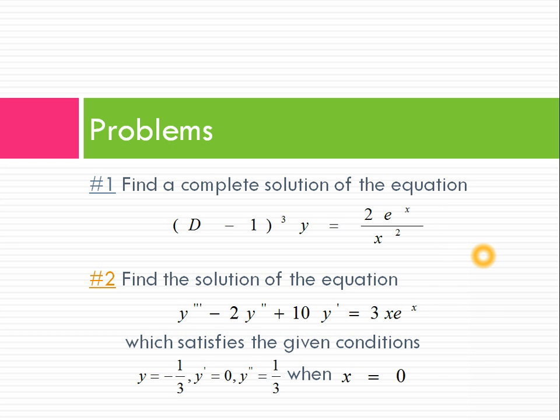So, I have two problems here about higher order ODE. For number 1, we are asked to find a complete solution of the equation (D - 1)^3 y = 2e^x / x^2. And for number 2, we are also asked to find the solution of the equation y''' - 2y'' + 10y' = 3x e^x, which will satisfy the given conditions y = -1/3, y' = 0, y'' = 1/3 when x is 0. So let's solve for number 1.